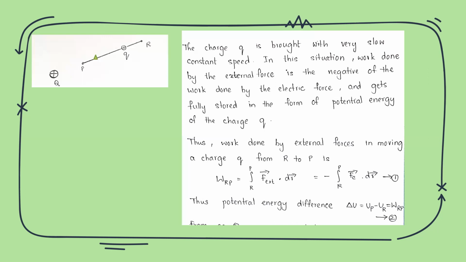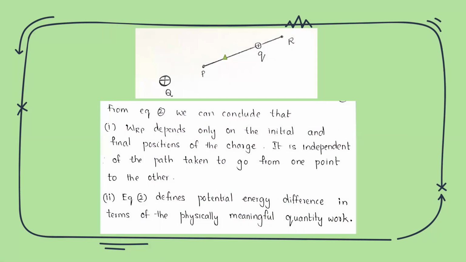Thus, the potential energy difference delta U is equal to U_P minus U_R. U_P means potential energy at the point P. U_R means potential energy at the point R. That is equal to W_RP. W_RP means work done by this external force in moving a charge from R to P. Therefore, the conclusion from this picture is that the potential energy difference delta U is equal to W_RP, that is equal to work done.